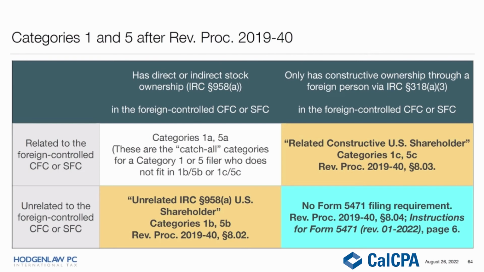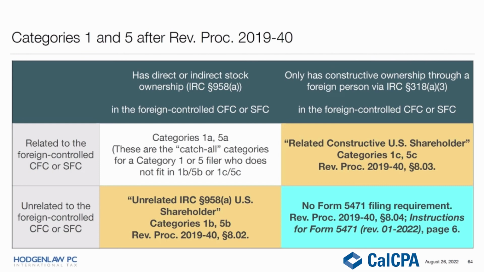And you can see the little summary, and we're going to walk through it a bit so we can see what happens. But let's just back up and look at the philosophy of it. Look at that bottom right-hand corner that's turquoise. It says, if you only have constructive ownership, you don't have direct or indirect shareholdings, and you are, quotes, unrelated, whatever that means, and we'll talk about it in a second, then it's highly, highly unlikely that you are going to be able, as a practical matter, to get any data out of this foreign corporation.